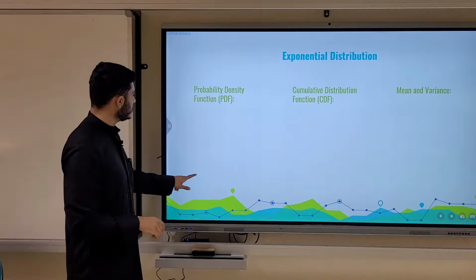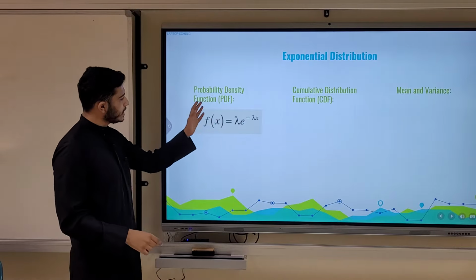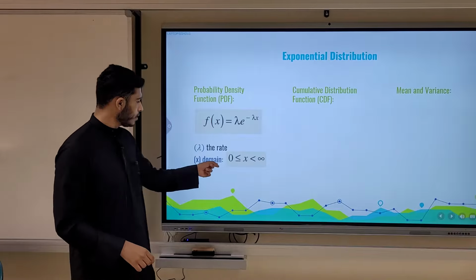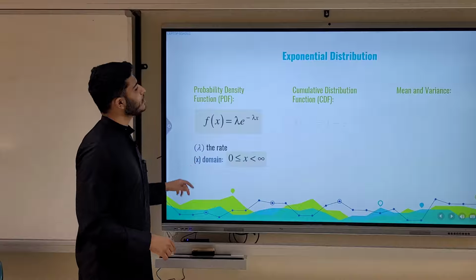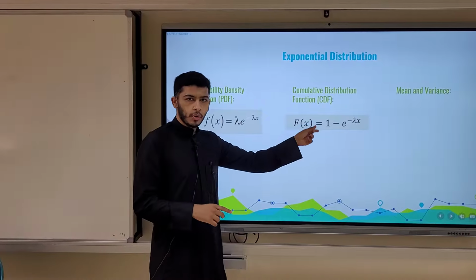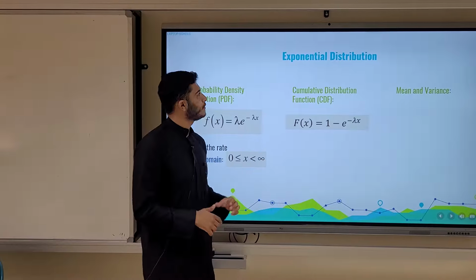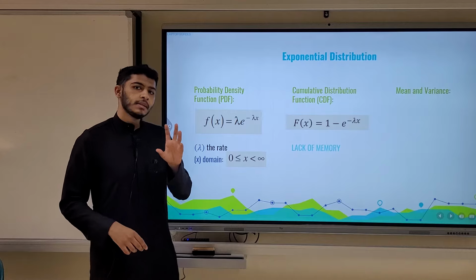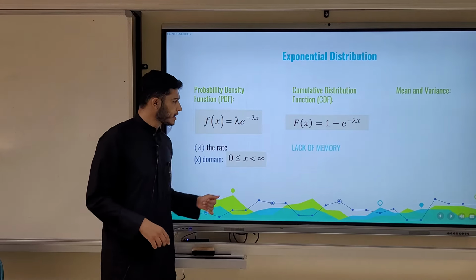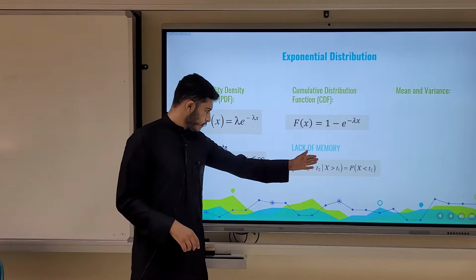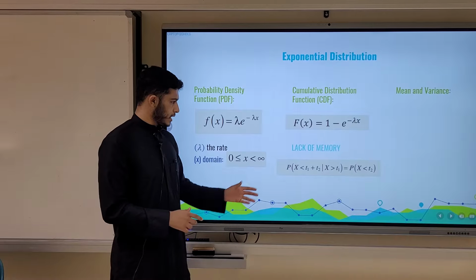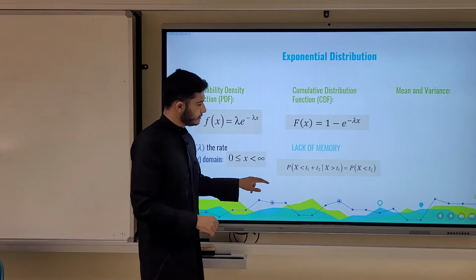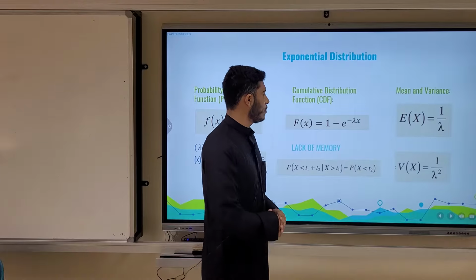So the probability density function has the rate, lambda, as the only parameter here, which denotes, as I have mentioned, the rate, with domain of x going from 0 up to infinity, and the cumulative distribution function is this one, which is the only function that I'm going to be using to solve the exponential distribution. The mean, and of course, as I have mentioned, it is similar to the geometric distribution. That's why it has the lack of memory. Here is the idea of lack of memory written as an expression here. And the formula for the mean and the formula also for the variance.